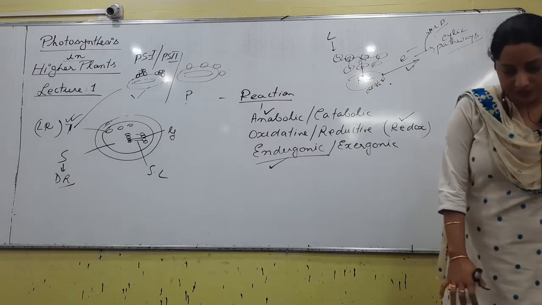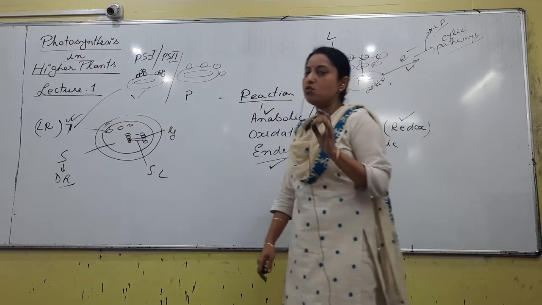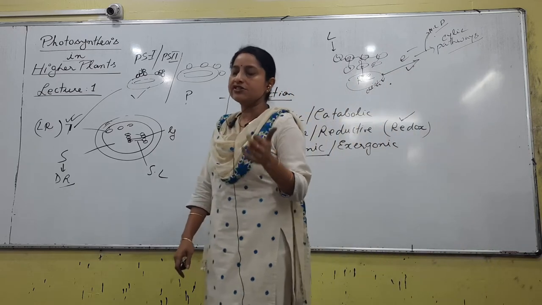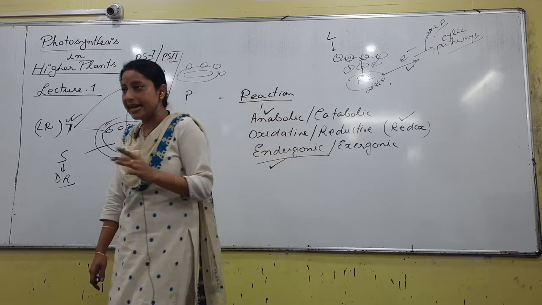Any questions up till now? We covered some words: phosphorylation, photophosphorylation, quantasome, product of light reaction, product of dark reaction, different types of dark reaction, C3, C4, CAM cycle.